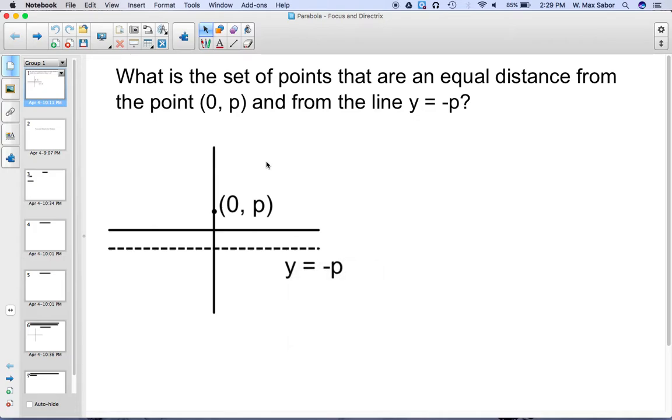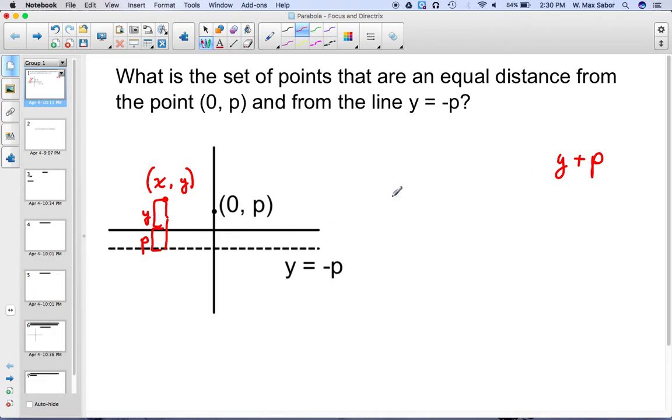What is the set of points that are an equal distance from the point (0, p) and from the line y equals negative p? What does it mean for a point (x, y) to be an equal distance from those two things? The distance to the line is the straight line distance. So the distance to y equals negative p is going to be y plus p. This distance is y, this distance is p, so y plus p is the distance to the line. The distance to (0, p) is by the distance formula.